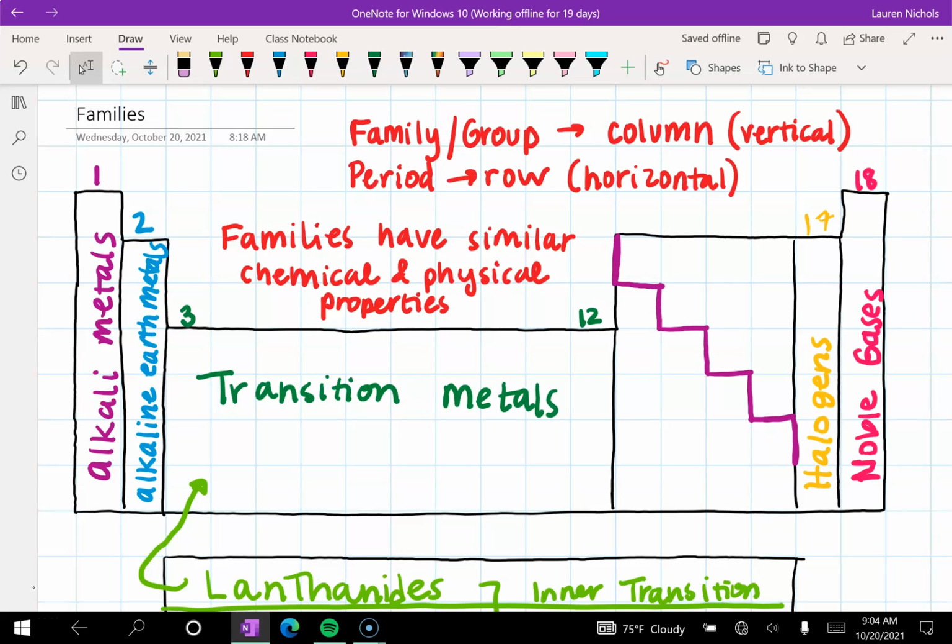And in our next video, we're going to talk all about metals versus nonmetals and metalloids to really get into even more of the chemical and physical properties of these elements.